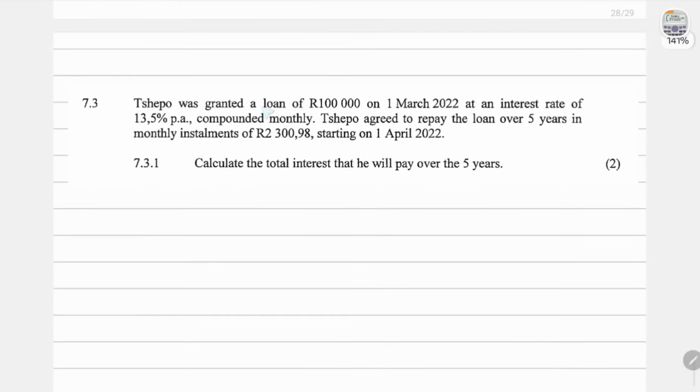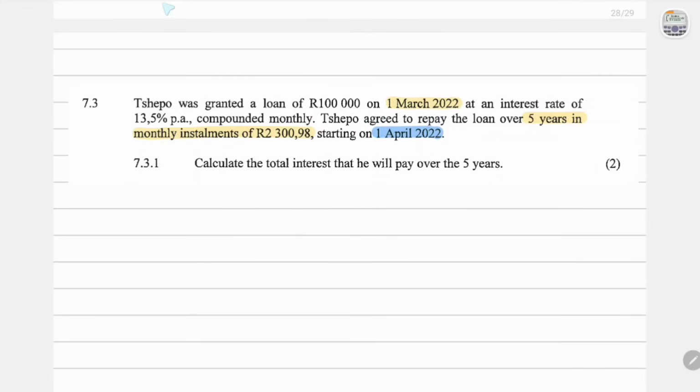Question 7.3 says, Tsepo was granted a loan of 100,000 Rand on the 1st of March 2022 at an interest rate of 13.5% per annum compounded monthly. Tsepo agreed to repay the loan over 5 years in monthly installments. So he's going to pay them back monthly over 5 years and in monthly installments of R2,398, starting on the 1st of April 2022.